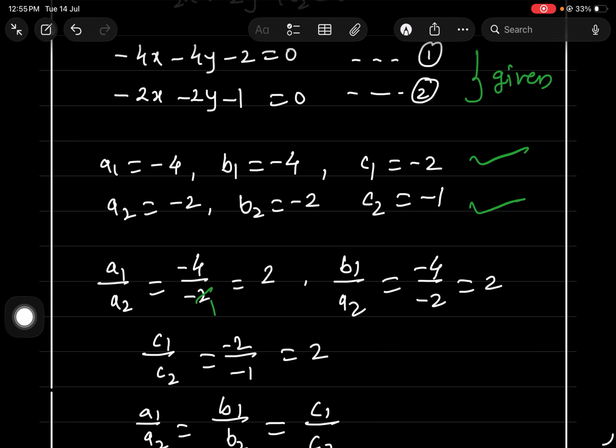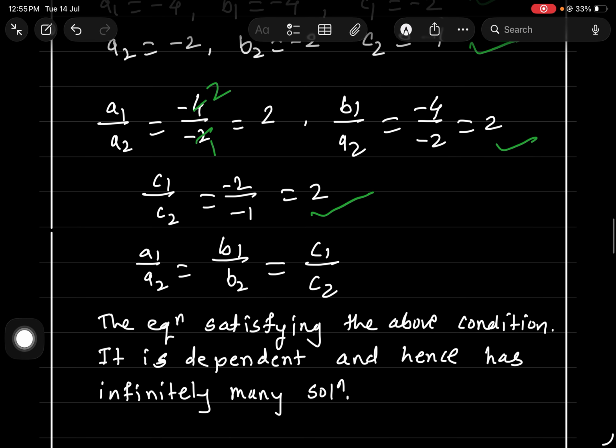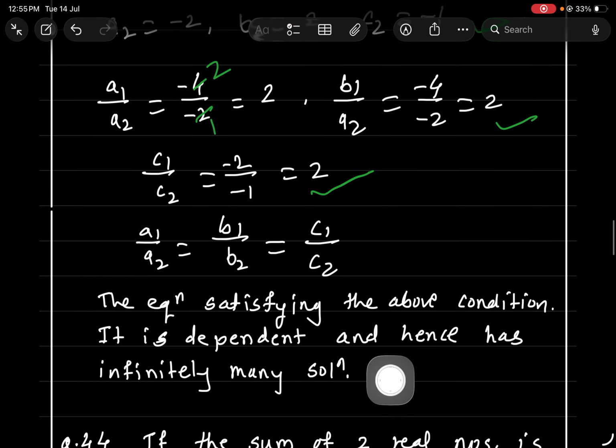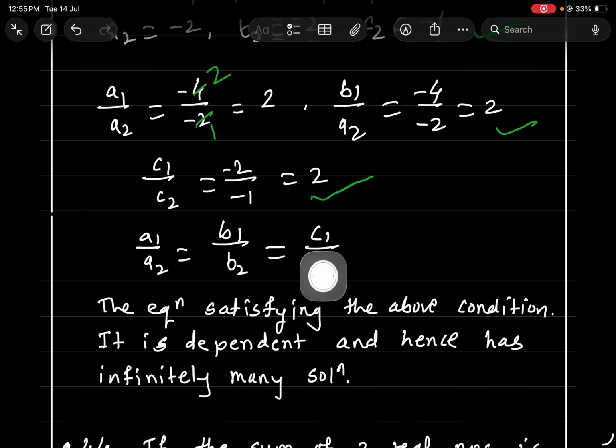Minus minus is plus, 2 ones are 2, 2 twos are 4. So the answer is 2. b1 upon b2 is minus minus plus, again you are getting 2. Here -2 upon -1 means here 2. All ratios are the same. If all ratios are the same, the equations satisfy the above condition, then it is dependent and hence has infinitely many solutions. All three ratios are equal, so it is dependent and has infinitely many solutions.